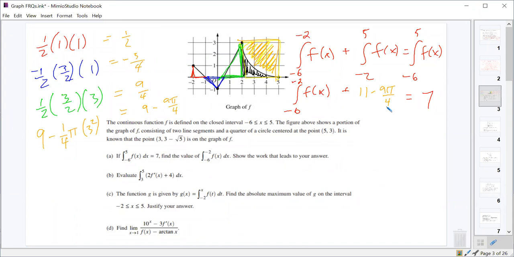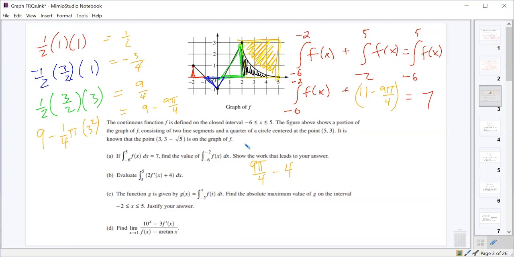Yeah. Okay. So then we want to know what is the integral from -6 to -2. So we got to take 7. We got to subtract 11 minus 9 pi over 4. So that's going to give us a positive 9 pi over 4, right, when we bring that over, and a minus 4. Everybody good with that?